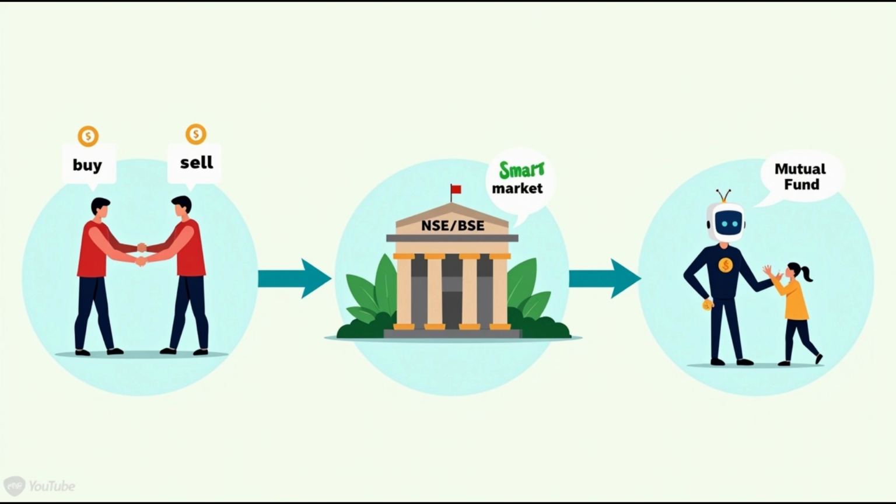Summary, in words. The share market is the buying-selling of shares. The stock market is where it happens, like NSE or BSE. A mutual fund is a smart helper who invests in the share market for you through the stock market.